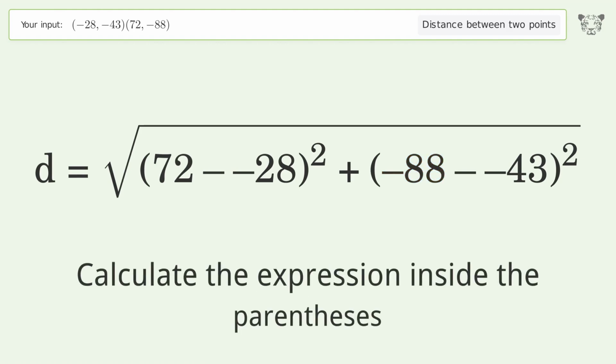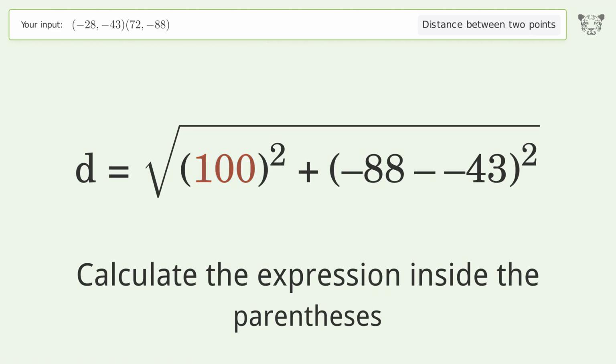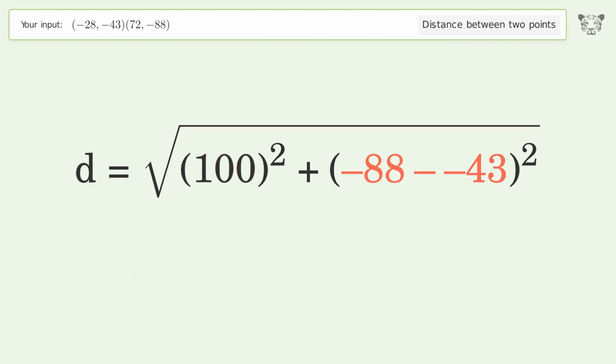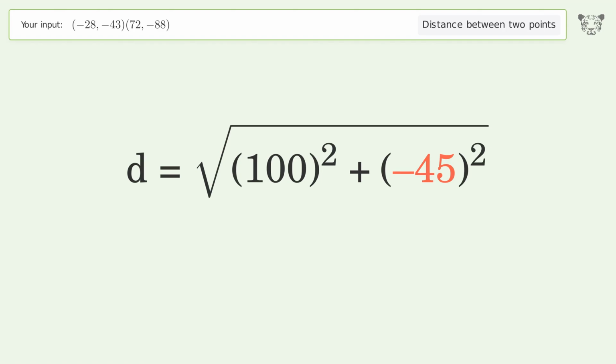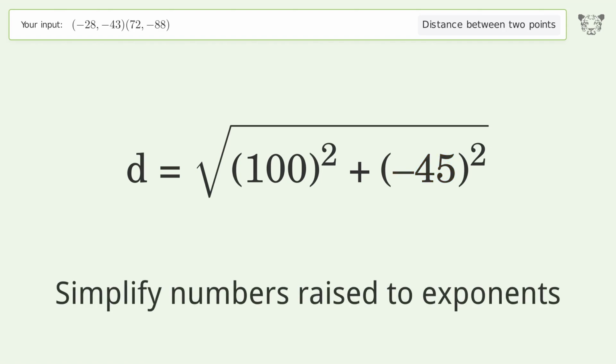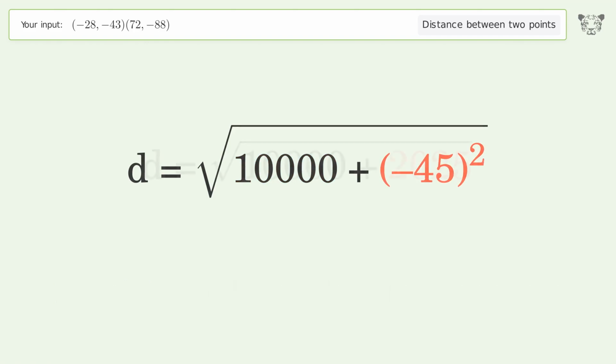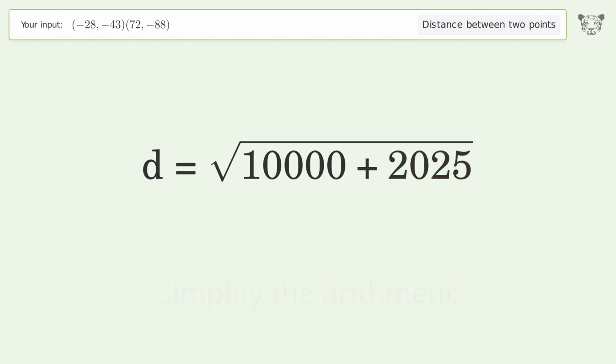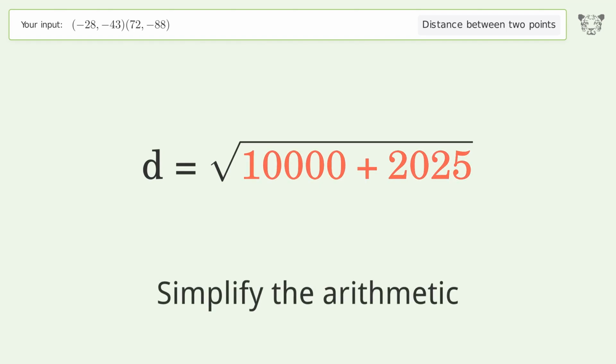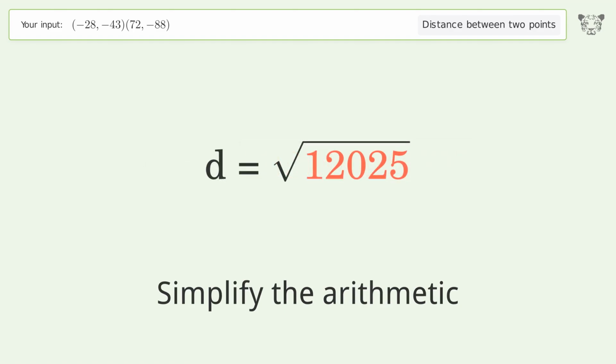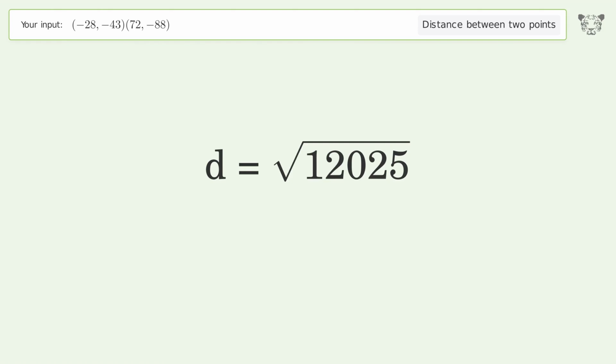Calculate the expression inside the parentheses. Simplify numbers raised to exponents. Simplify the arithmetic. And so the distance between the 2 points is the square root of 12,025, or 109.659.